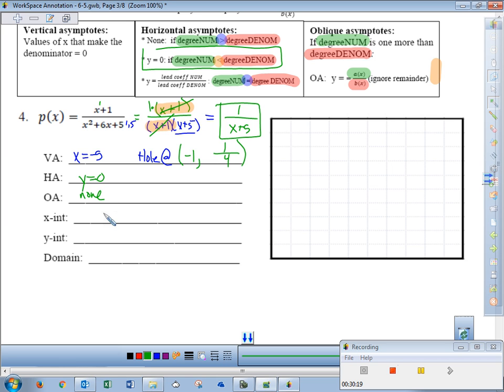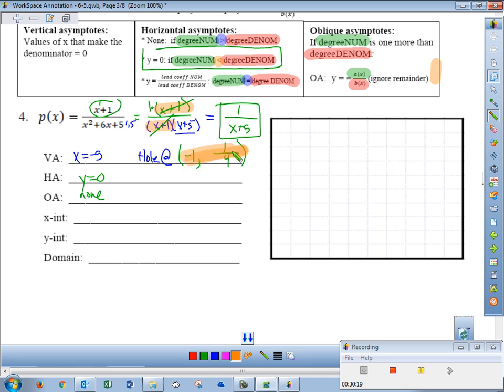X-intercepts. How are we doing that again? What value of x makes the numerator 0? That would be -1. Now, normally, that would be good. Is something crazy happening at -1, though? There's a hole there, right? So since there's a hole, let me make it easier to understand.